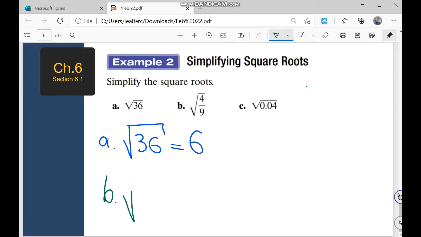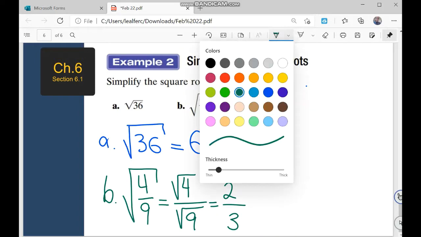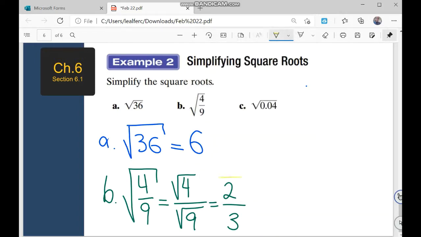Now we have square root of 4 over 9. You can break it down as the square root of the numerator over the square root of the denominator. The square root of 4 is 2, square root of 9 is 3, and the answer is 2 over 3. Positive, okay? Positive.